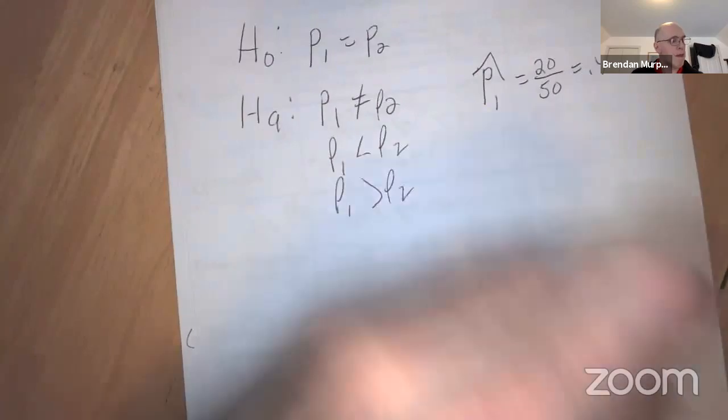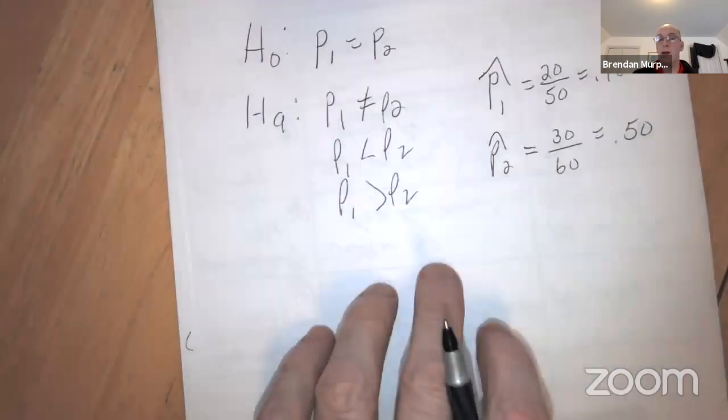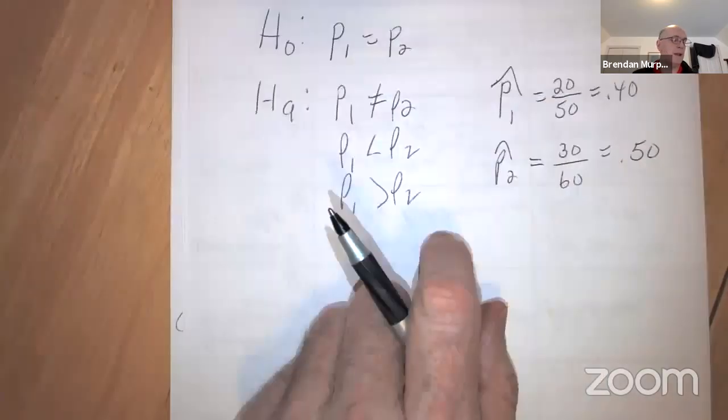So let's say p hat 1 is 20 over 50, or 0.40. So my first sample from some population is 0.40. And my second sample, and I tried to pick relatively easy numbers here, is 30 over 60, or 0.50. So I really know nothing about my population parameters at this point. I've taken two smaller samples. The first sample was 20 over 50, or 40%. My second sample was 30 over 60, or 50%.